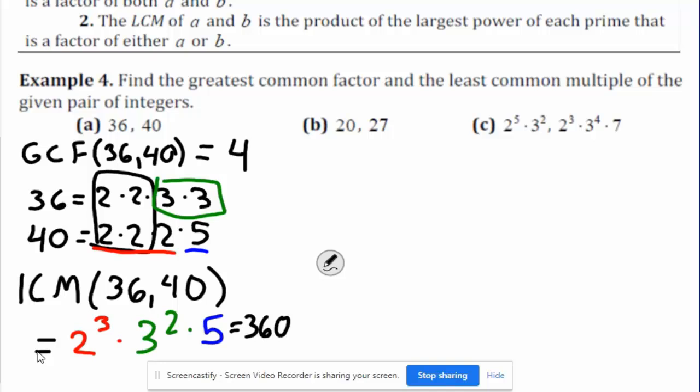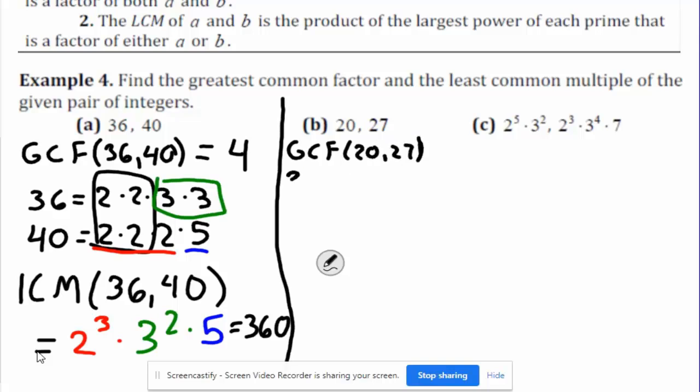Alright, so now we're going to do the same thing with B. Let's find the greatest common factor. We're going to do the prime factorizations of 20 and 27. Well, 20 is 4 times 5, which is really 2 times 2 times 5, right? So that's the prime factorization. 27 is 3 times 9, but 9 is 3 times 3, so really it's 3 times 3 times 3. So notice these two numbers do not have any common factors, so that means their greatest common factor is 1.